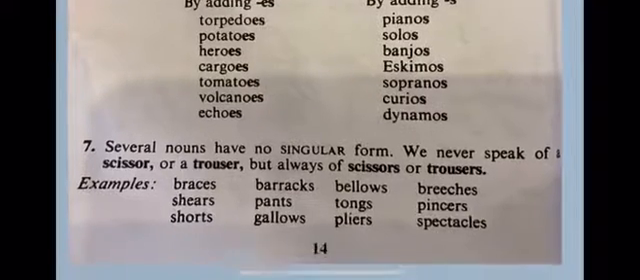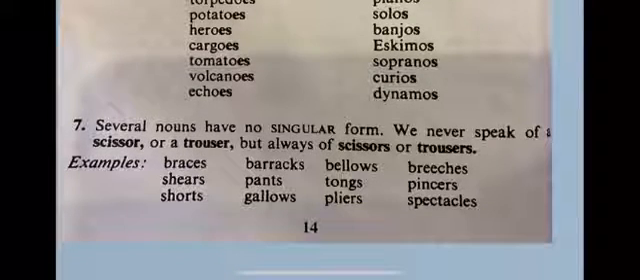Then the seventh rule is that several nouns have no singular form. We never speak of a scissor or a trouser, but we always speak of scissors or trousers. So we don't say give me my trouser if it's single. We always say give me my trousers. Like give me scissors, we don't say give me Caesar. It's wrong. So there are many nouns that do not have any singular form. They are in plural form, even if they are single.